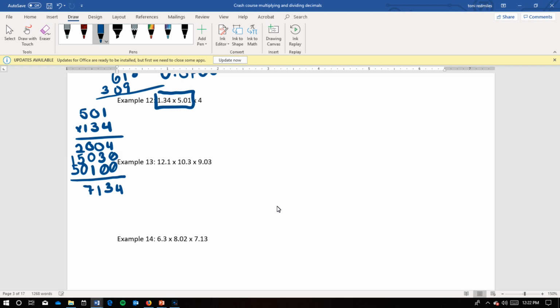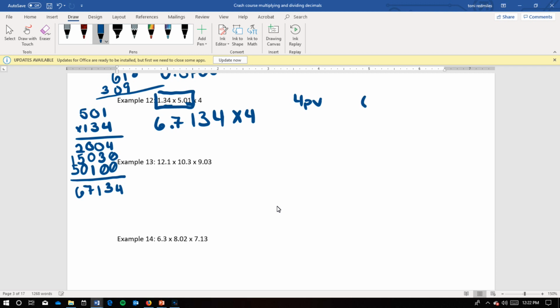All you're doing is adding up the column. So this is going to be 6, 7, 1, 3, and 4. And I have 2 here and 2 here, so all together 4 place values. 1, 2, 3, 4.